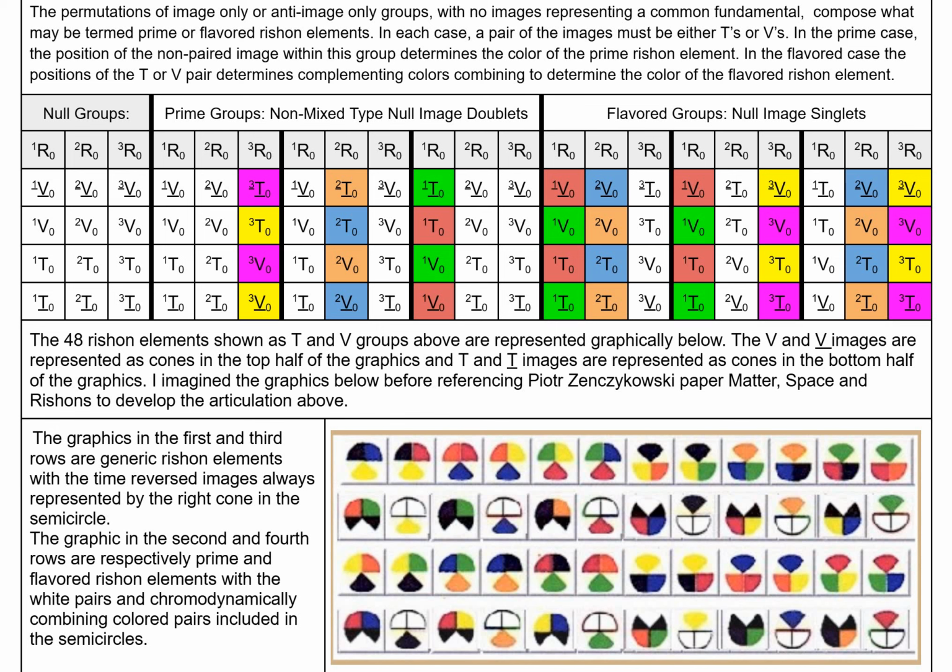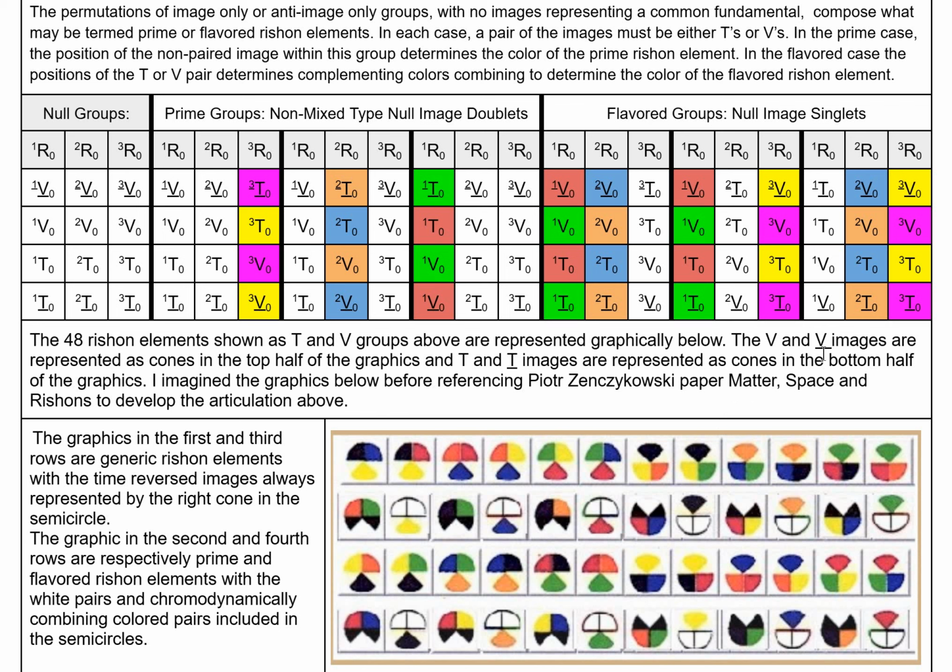The 48 Rishon elements shown as T and V groups above, these 24 prime and flavored plus the generic ones shown above, are represented graphically below. And here are the 48 represented graphically here below.